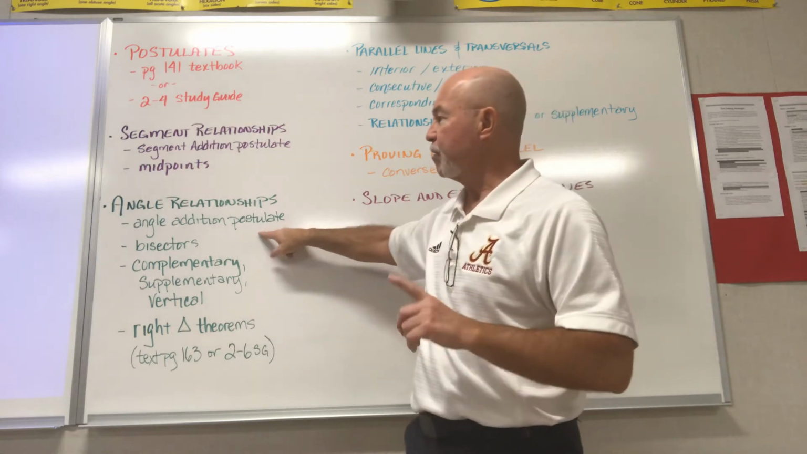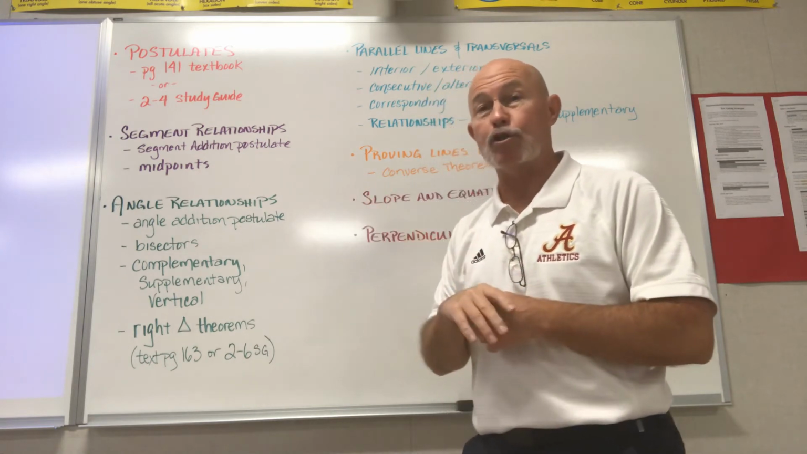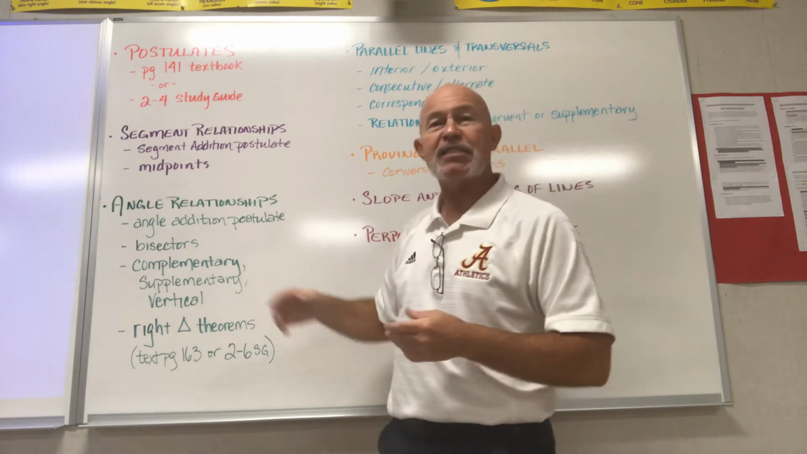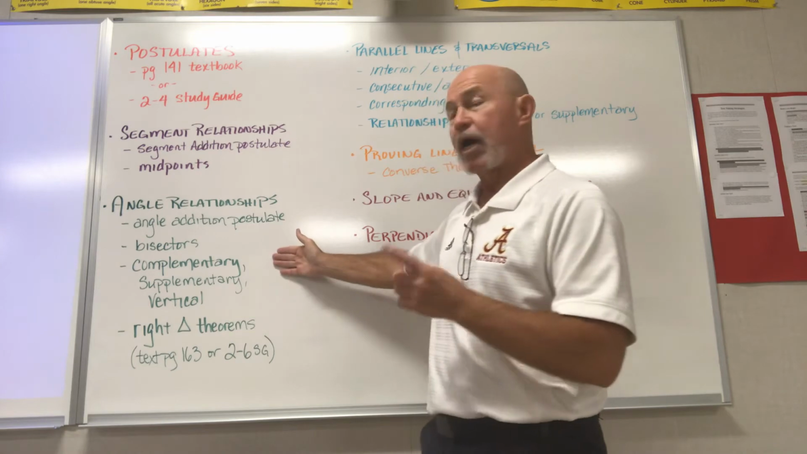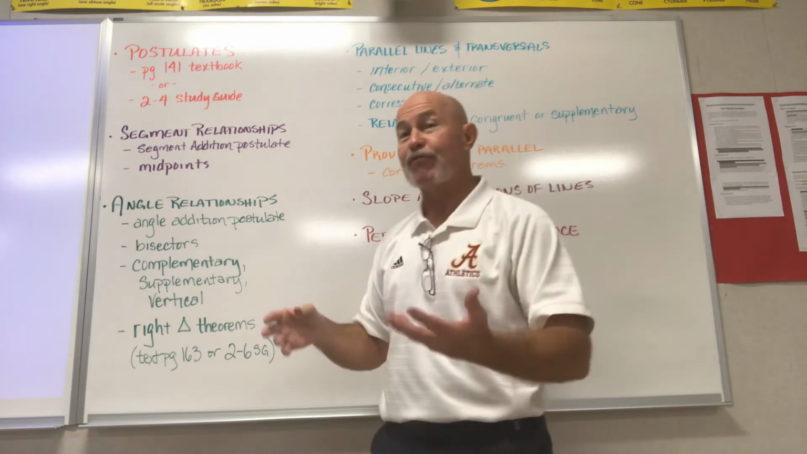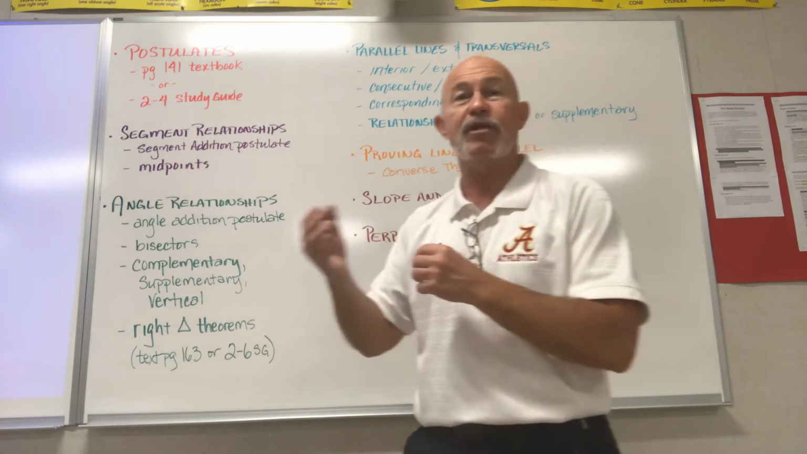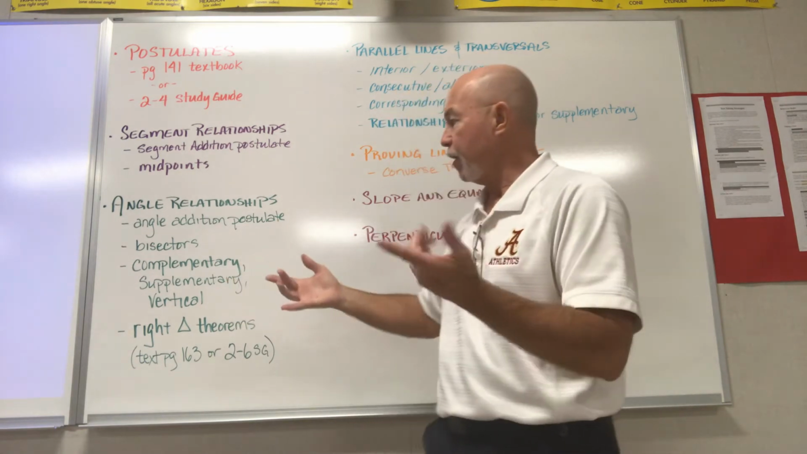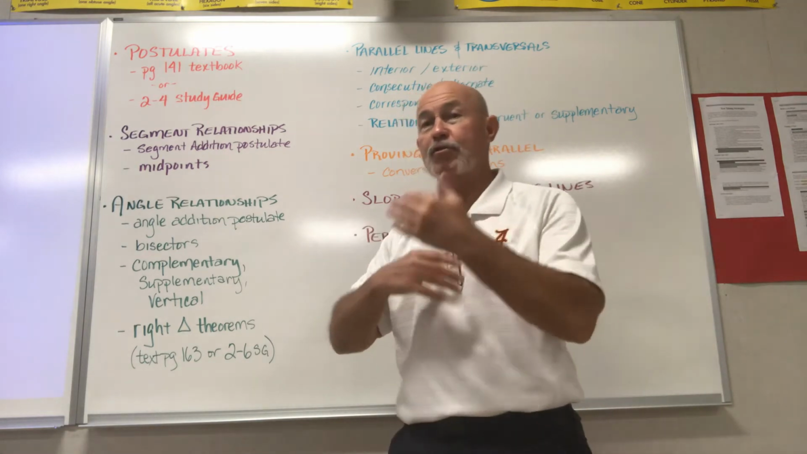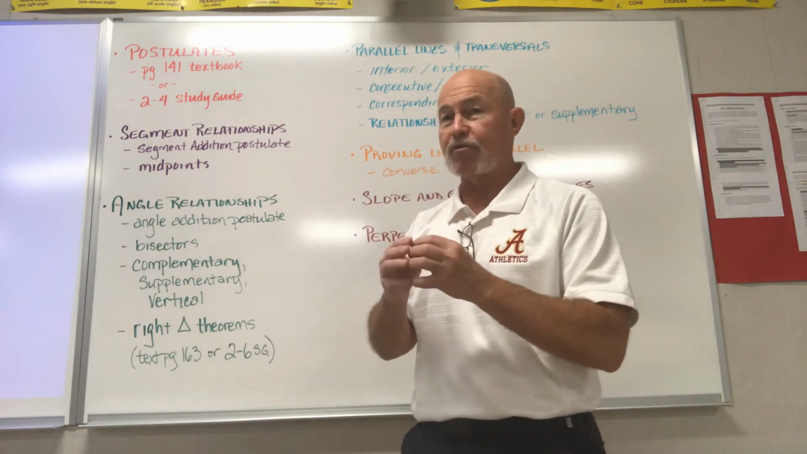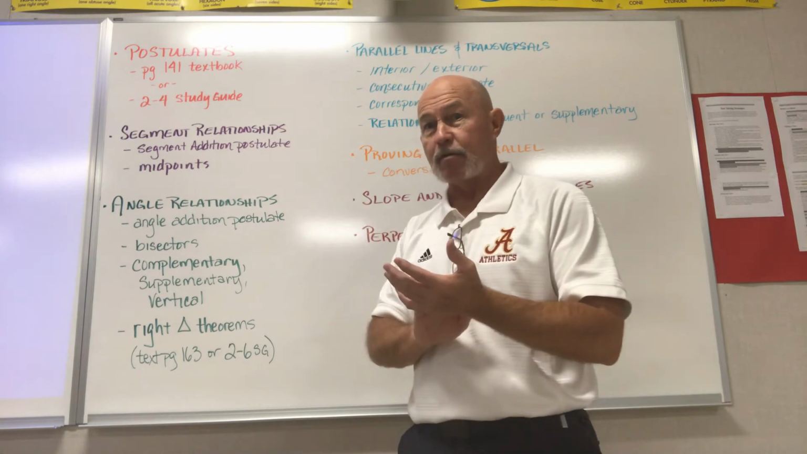A little bit more there. In angle relationships, angle addition postulate: adding two angles together to create a new larger third. Right? Bisectors, when you cut an angle exactly in half. Right? Complementary, supplementary, and vertical angles. Using information to prove that angles are complementary or supplementary. Okay? Right triangle theorems. Okay, remember we talked about right triangles or right angle theorems. Okay? That's what we're dealing with there.